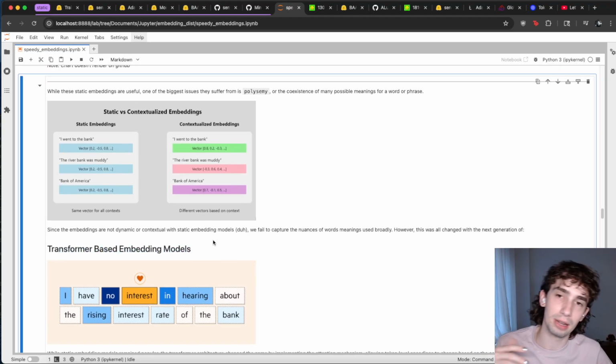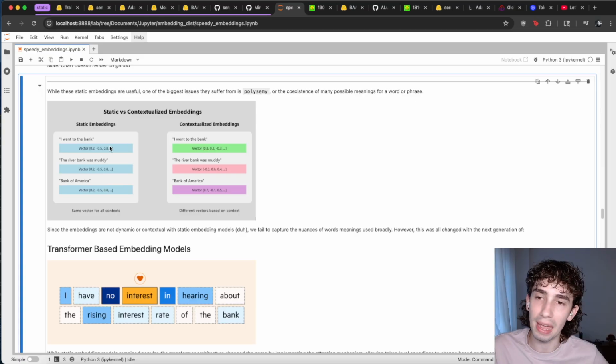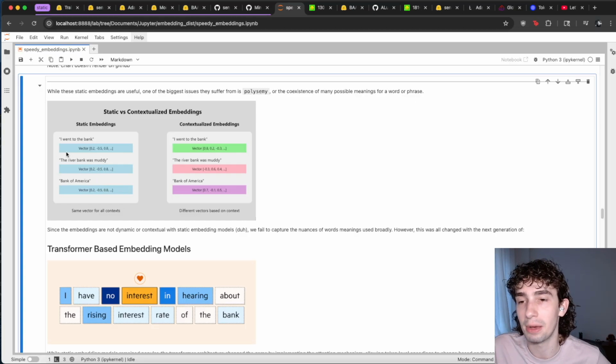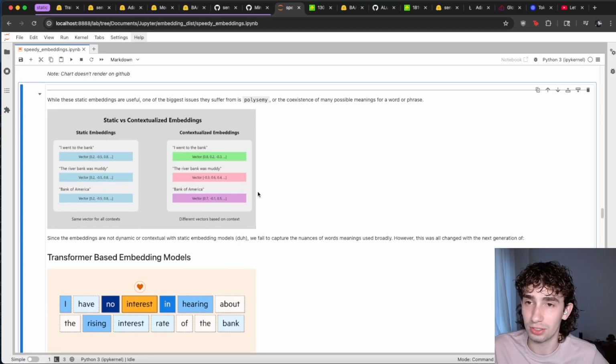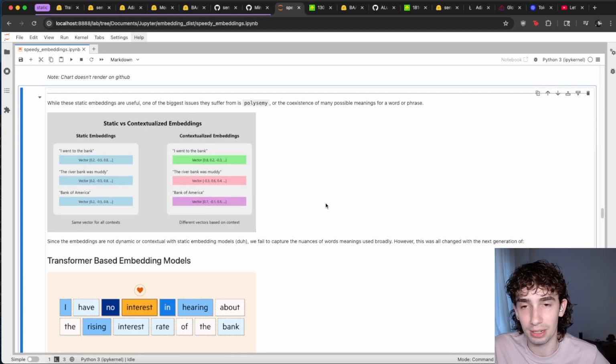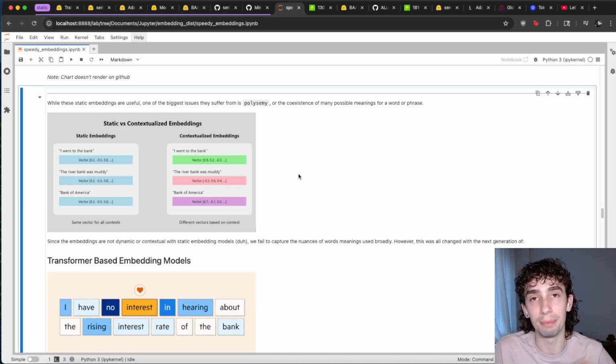What we just went over a little bit ago, showing these static versus contextual embeddings and transformer-based embedding model diagrams, is that in things like "I went to the bank," "the river bank was muddy," and "Bank of America," the understanding of the word bank is quite different across all three sentences. But the vector for bank from a static embedding model is going to be the same when run through the model. That is where transformer and attention-based models shine, because they're able to use their attention mechanism to change the meaning and representation of a word on the fly based on the context around it.